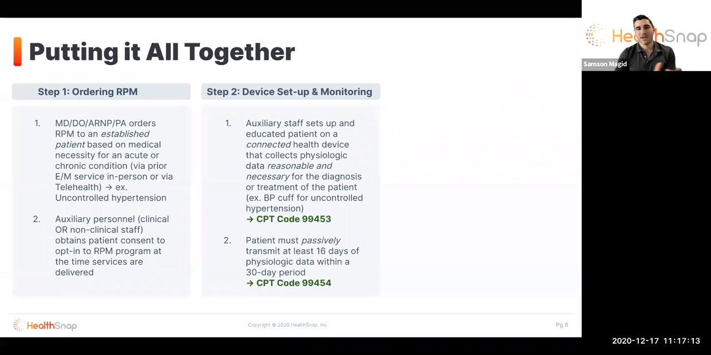When the patient is set up and educated on the program, you're able to bill for CPT code 99453, which is that setup and education code.